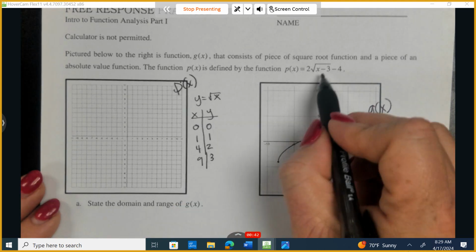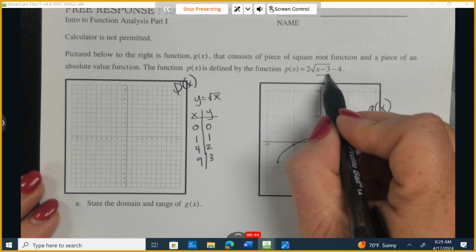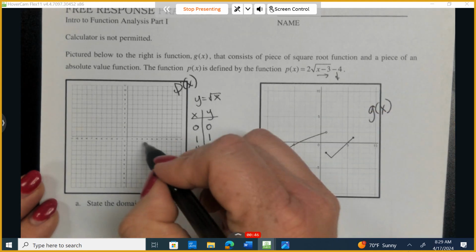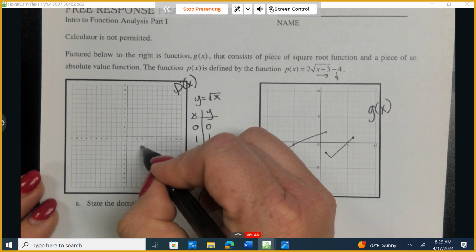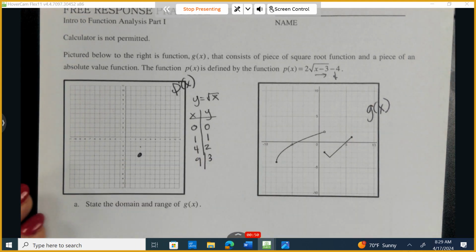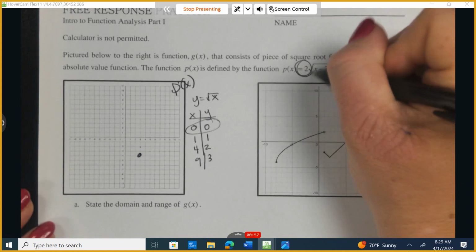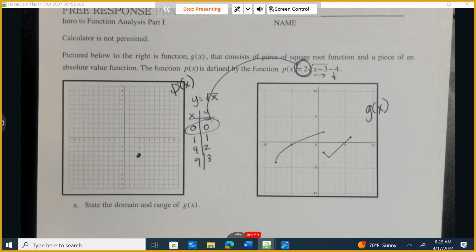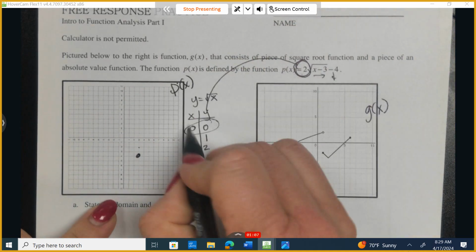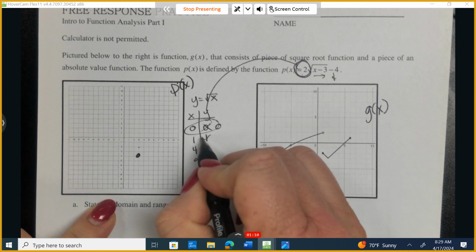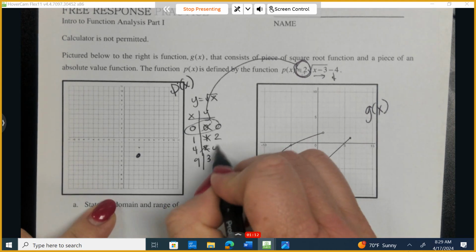Now, this says we're going to move to the right 3 and down 4. Let's do that together. Right 3 and down 4. Think of that as your 0, 0. Now, what I have not talked about so far is this 2. What does 2 do? 2 impacts the output values. It allows us to stretch this graph at a faster rate. So, 0 times 2 is still 0, 1 times 2 is 2, 2 times 2 is 4, and 3 times 2 is 6.